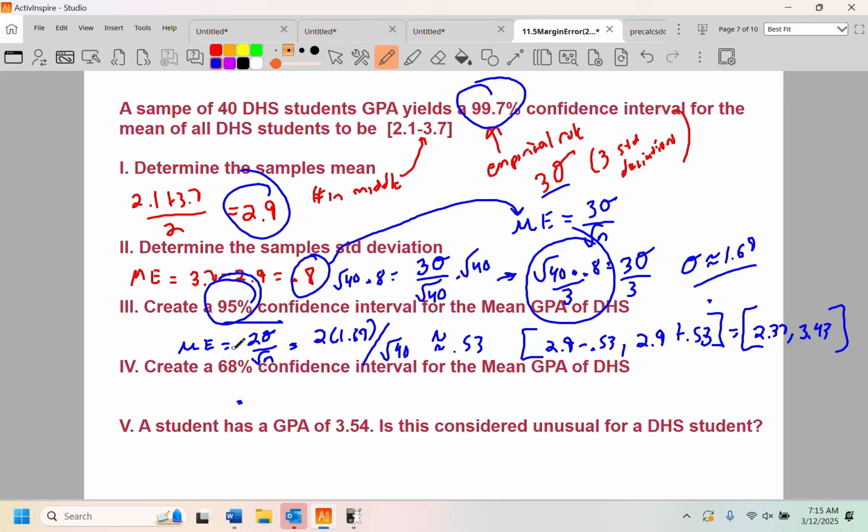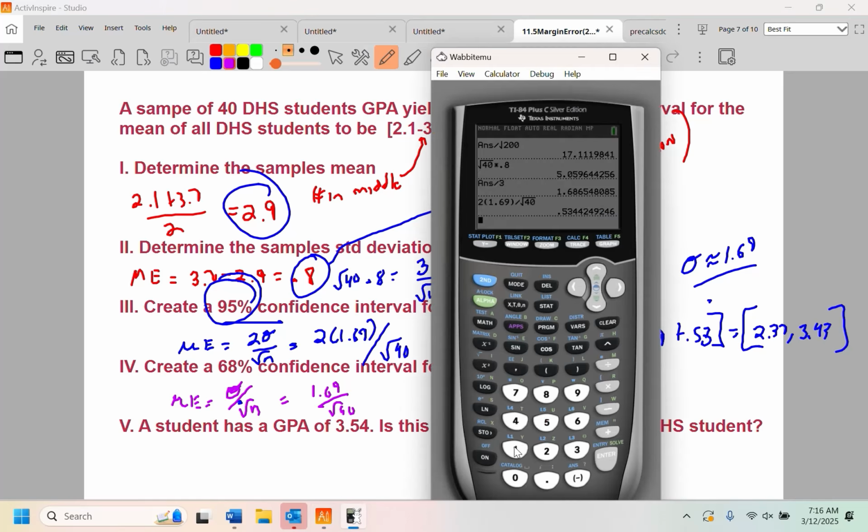All right, 68%. If 99.7 was 3 standard deviations over the root of n, and 95 was 2 standard deviations over the root of n, then 68 has to be a single sigma divided by root n. So it's 1.69 divided by root 40. Now this is only a 68% confidence interval, so it's going to be a smaller range of values because you're only 68% confident, or it's only 68% of the population. So 0.26 or 0.27.